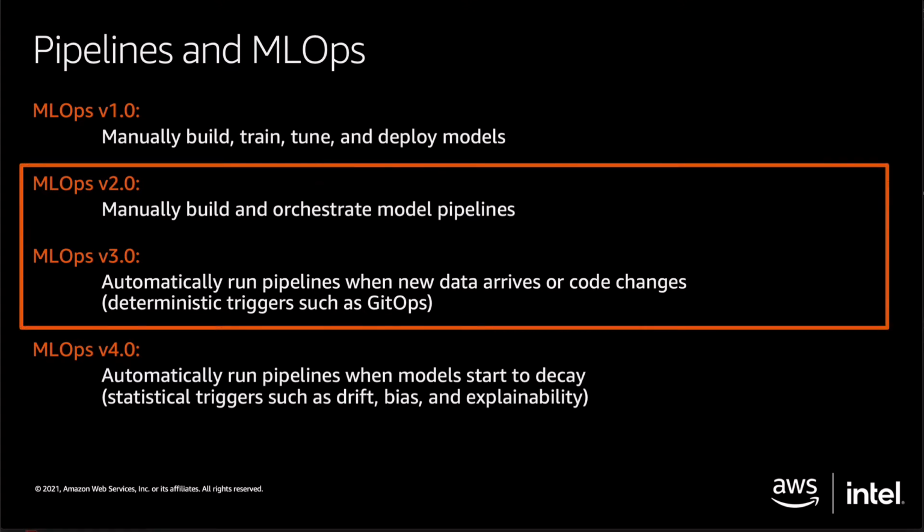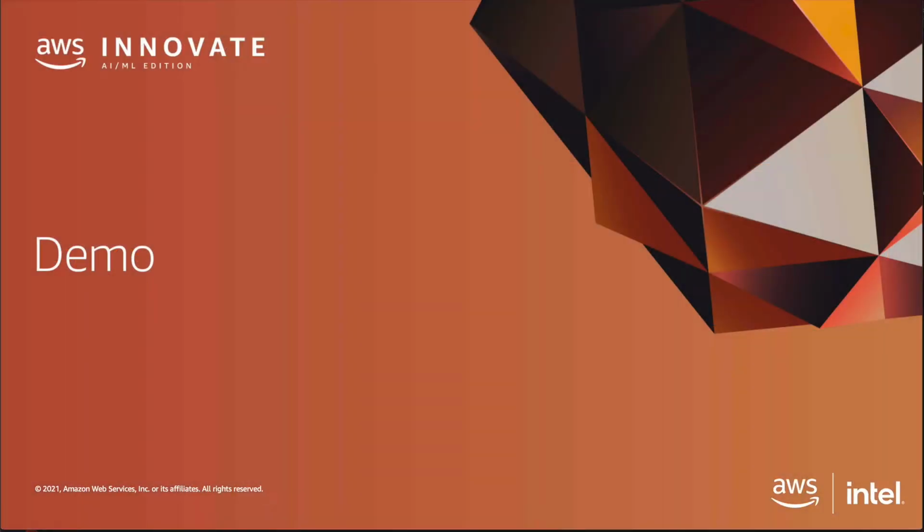In this session, I want to show you how you can get started with MLOps 2.0, which means building end-to-end machine learning pipelines. And then I'm also showing you how you can start implementing MLOps 3.0 and trigger a pipeline automatically with new code commits. All right, so let's get started.